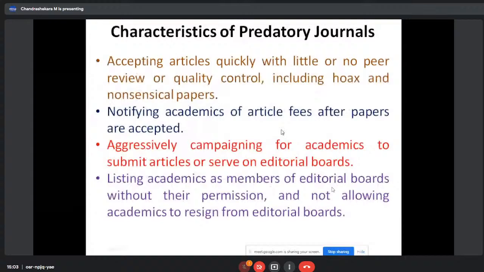Characteristics, you know them: accepting articles quickly with little or no peer review or quality control, including nonsensical papers. Notifying academics of article fees only after papers are accepted. Aggressively campaigning for academics to submit articles or serve on editorial boards, which my community says many times. Listing academics as members of the editorial boards without their permission, and not allowing academics to resign from the editorial board. They will insist on you and request you.